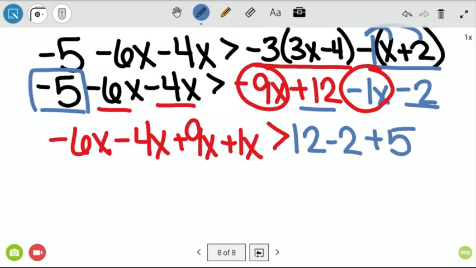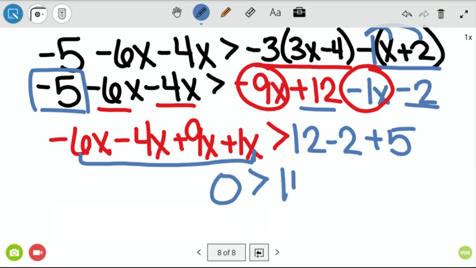So I'm going to combine. Negative 6 minus 4 is negative 10. Plus 9 gives me negative 1. Plus 1 gives me... So all of these combined together is 0, because it's a negative 10 and a positive 10. Is greater than 12 minus 2 is 10. Plus 5 is 15. So we have to ask ourselves, is this true or false?